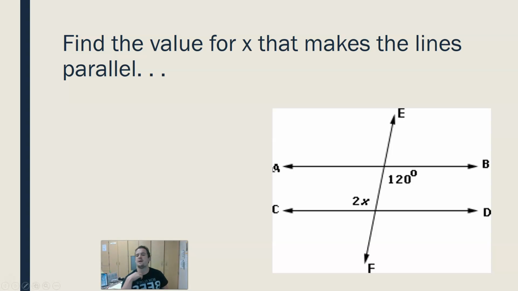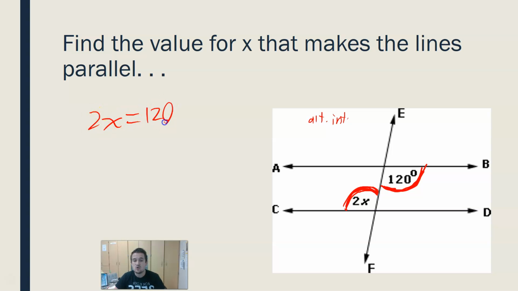So this last part we're going to talk about, it says find the value for x that makes the lines parallel. So in here, instead of just having numbers, now I have an expression. I have an equation here. So I have 2x here, and then I have 120 degrees right here in this angle. Well, let's look at these two angles. If these lines were to be parallel, these are alternate interior angles, which means that for these lines to be parallel, those angles would have to be equal to each other. So 2x would have to be equal to 120 degrees.